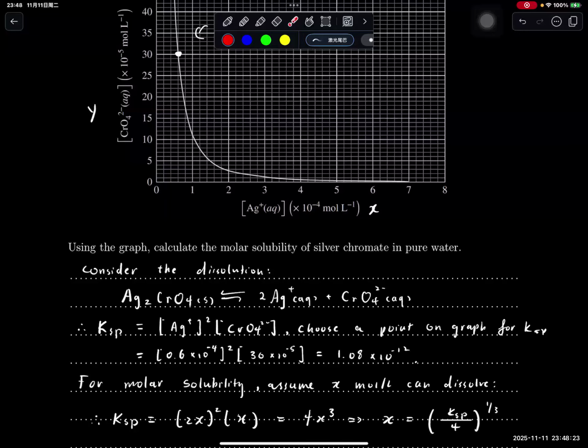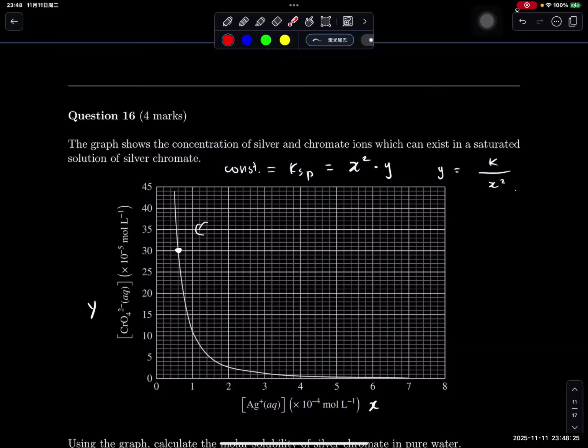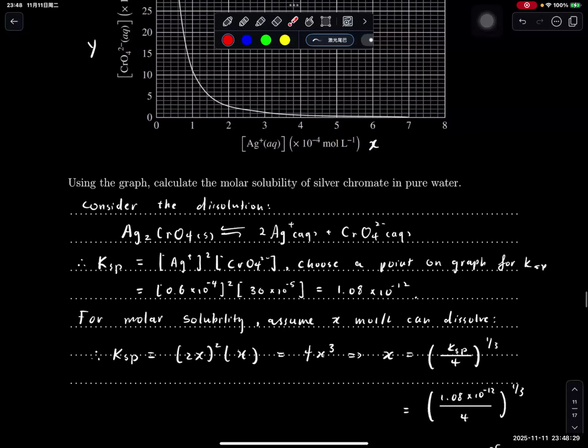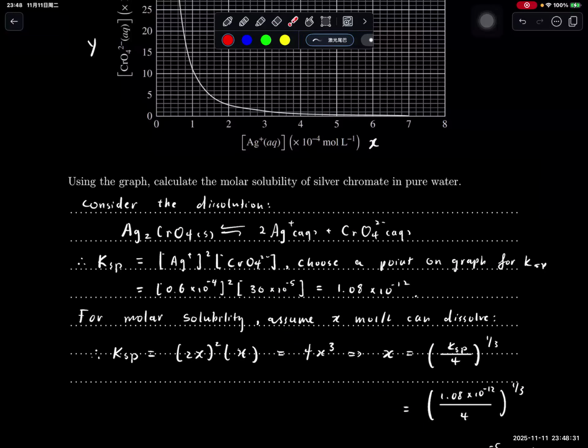It's nice to always have some quantitative, mathematical tool in your mind to answer these questions. It's really handy and makes you more confident. Using the graph, calculate the molar solubility of silver chromate in pure water. Write down the chemical reaction first, then the KSP. You just pick a point, because every point is a feasible equilibrium position.